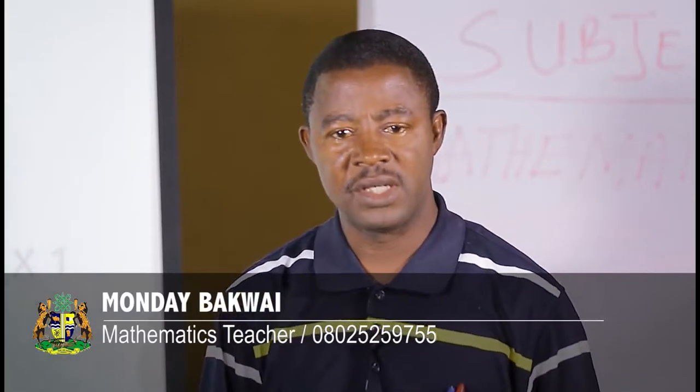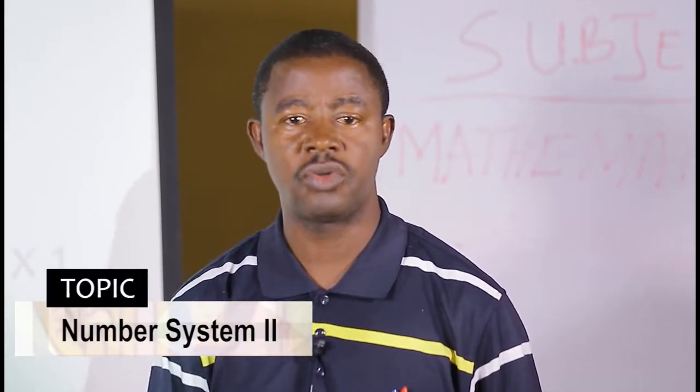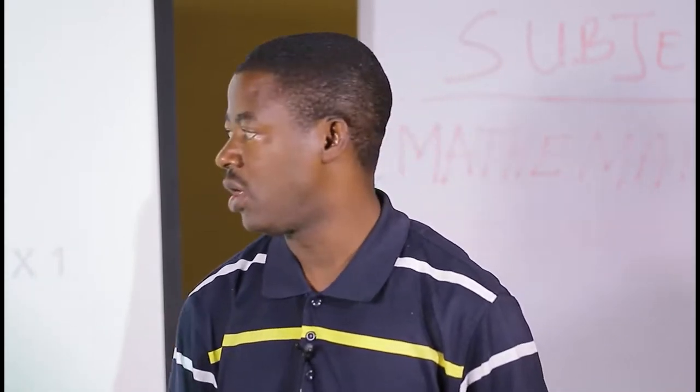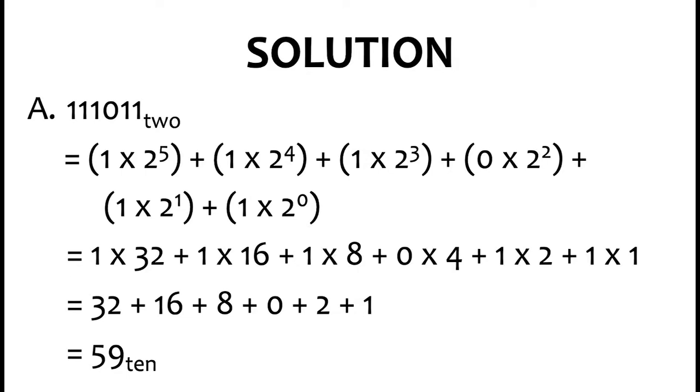I have mentioned that 2 raised to the power 5 is not 2 multiplying 5, but rather 2 multiplying itself in 5 places. And if you do that correctly, you have 32. So we have 1 times 32 plus 2 raised to the power 4 is 16, so 1 times 16. The next will be 2 raised to the power 3, which is 8, and it will be 1 times 8 plus 0 times 2 raised to the power 2 is 4 plus 1 times 2, because 2 raised to the power 1 is 2. The last is 1 times 2 raised to the power 0 is 1. So we'll be having 1 times 1.